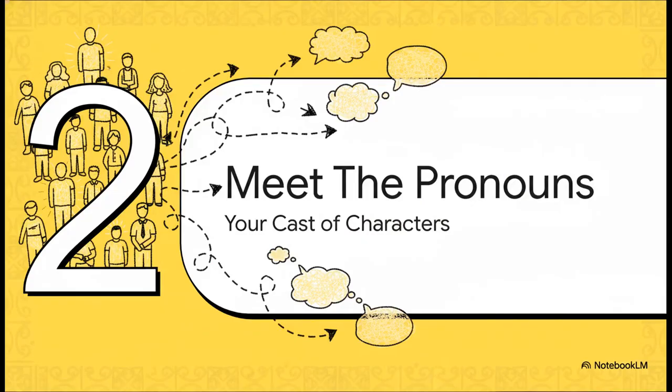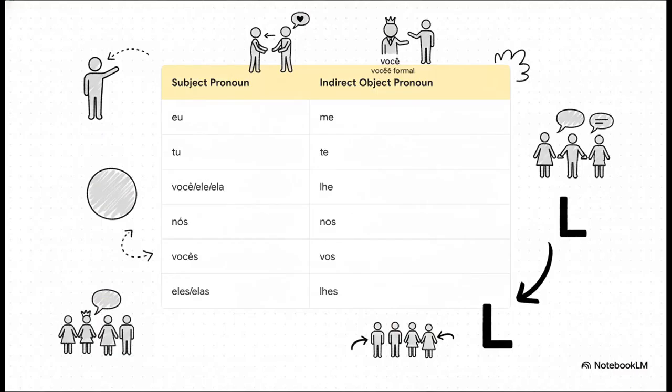All right, now that we know what we're looking for, let's meet the pronouns that take their place. Think of these as our little shortcuts, our cast of characters that are going to make you sound so much more fluent. And here they are. You can see how they line up. You've got me for to me, te for to you, nos is to us, vos is to you all. Pretty straightforward. Now the ones you really want to focus on, the heavy hitters, are lhe and lhes. Lhe can mean to him, to her, or the formal to you. It's a powerhouse, and you'll hear it all the time.